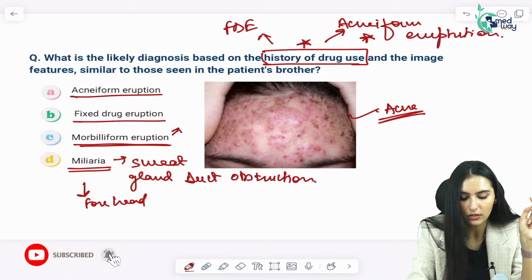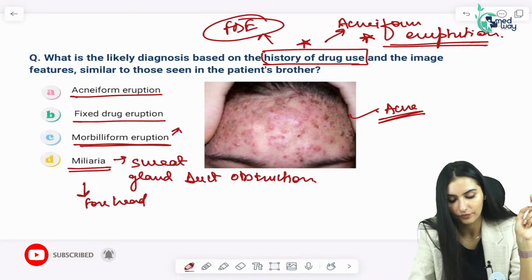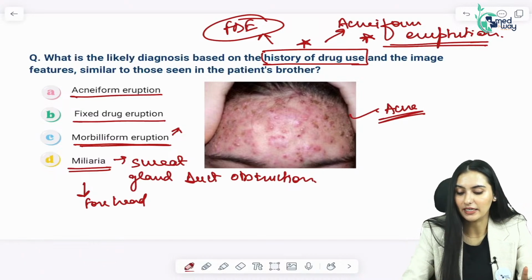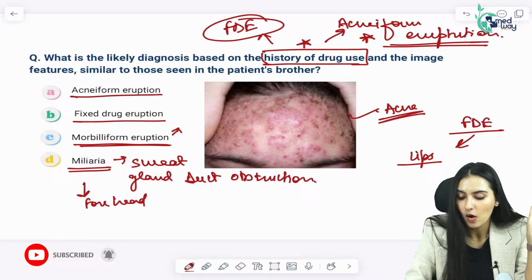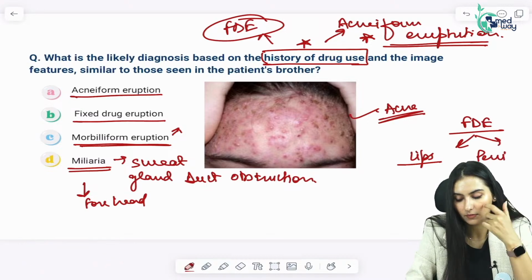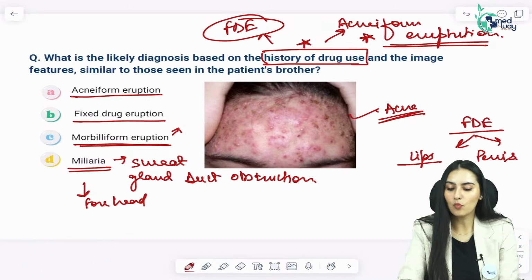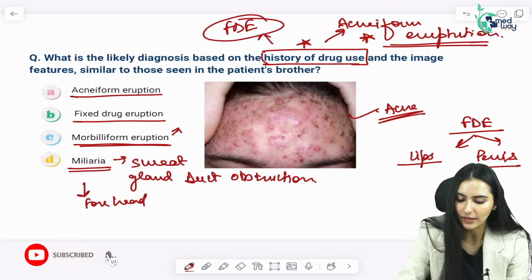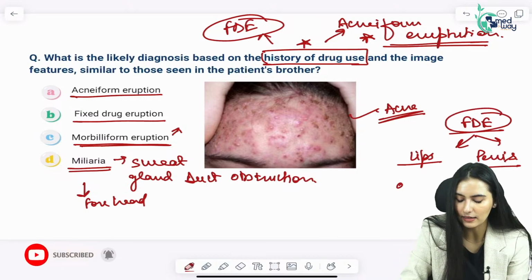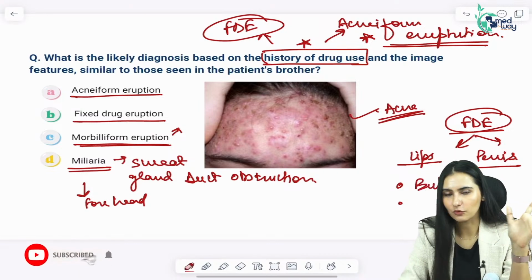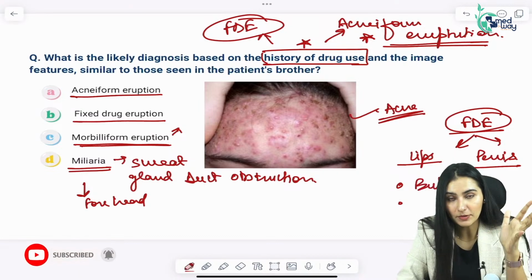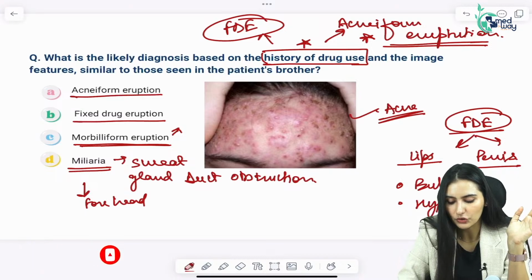I'll tell you what, to understand how FDE, if they say FDE, they will show you either a picture of the lips, that is the mucocutaneous area, or they'll show you a penile picture. And what is going to be the clinical picture? In FDE, if it is a recent FDE, it could be bullous, or a violaceous erythema is going to be there. But if it is a late picture, it's going to be just hyperpigmentation.